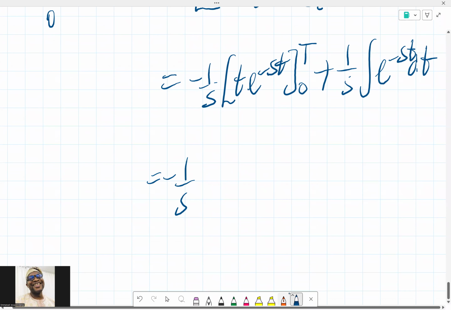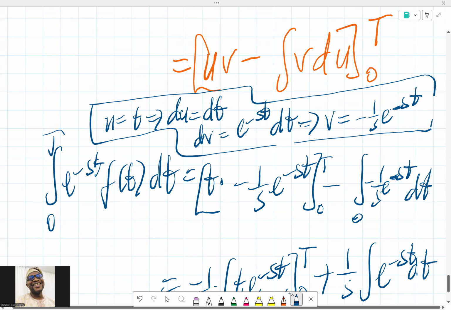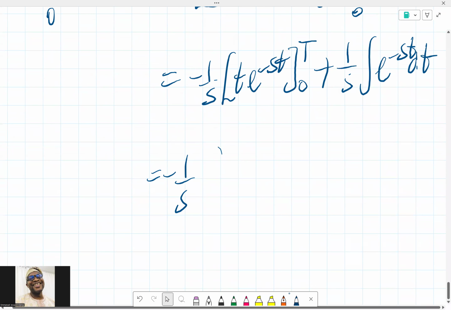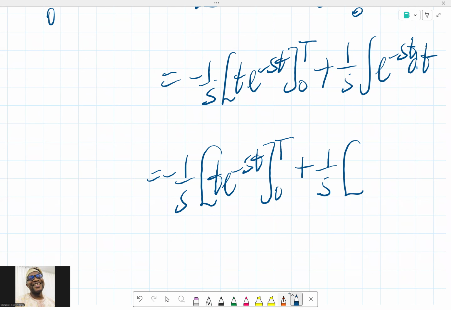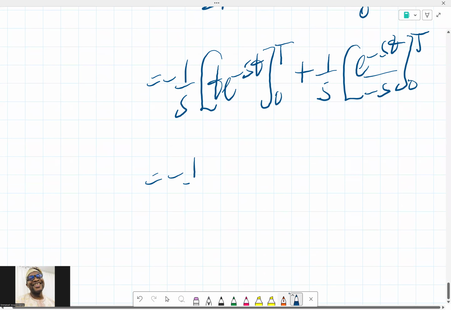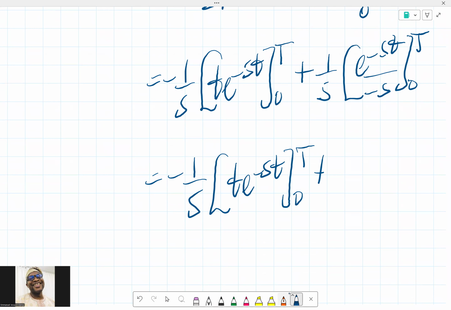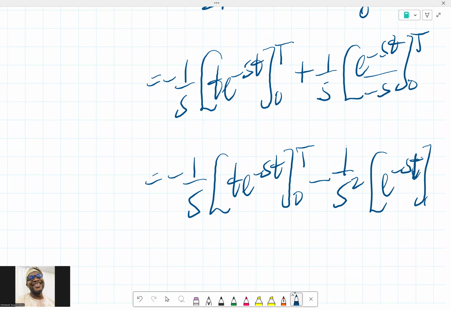So this is minus 1 over s, and of course the integral is also from 0 to T. So we have minus 1 over s times t e raised to minus st from 0 to T, plus 1 over s. When we integrate that, we have again e raised to minus st all over minus s from 0 to T, so we can also bring that out. So we have minus 1 over s times t e raised to minus st from 0 to T. Then, because of the other minus coming into play, we have plus and minus, that's minus, and we have 1 over s squared times e raised to minus st from 0 to big T.